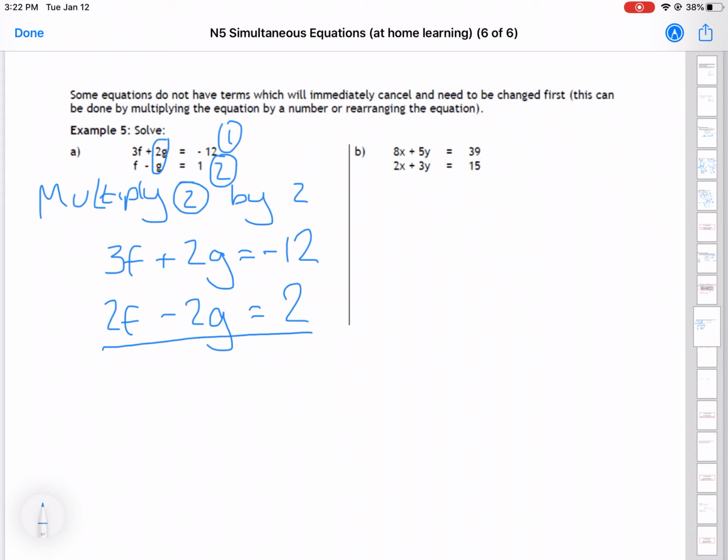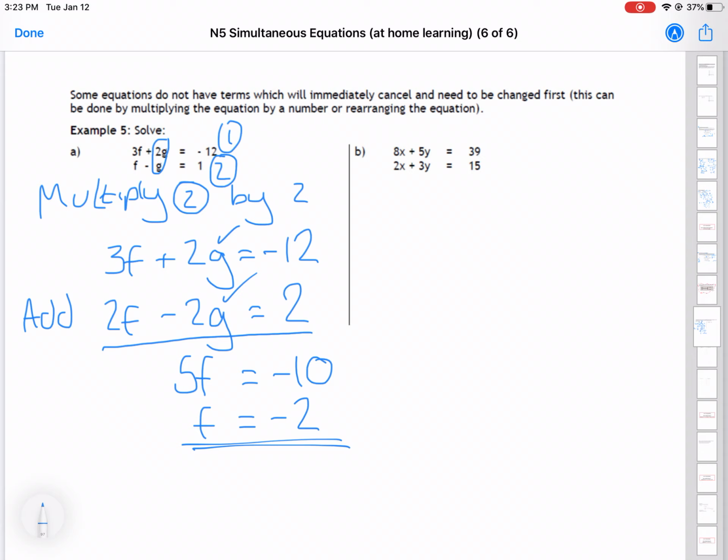And now I can add these two equations together. Why? Because the g's have got the same number in front of them. Plus and a minus, different signs, means I need to add them together. When I add them together then, 3f plus 2f is 5f. Negative 12 plus 2 is negative 10. F then is negative 2.